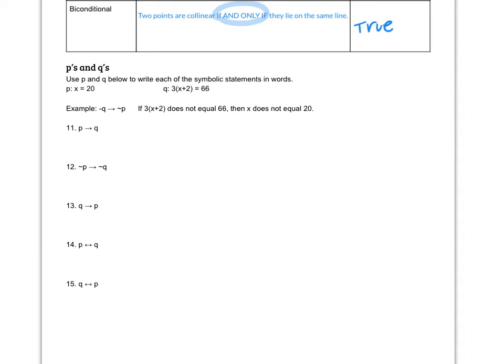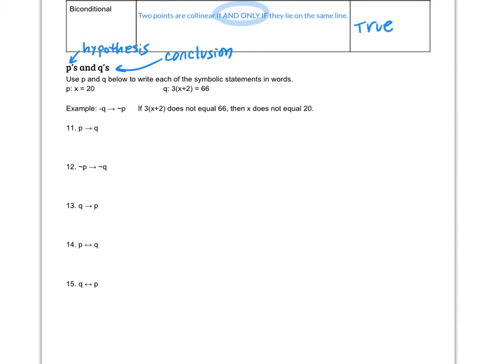Sometimes you might see this notation that has P's and Q's. It's not hard. You just need to know that the P represents the hypothesis and the Q represents the conclusion. If you know that, it's really not confusing. It's just shorthand. It lets you talk about the relationships between statements without having to write the whole statement.